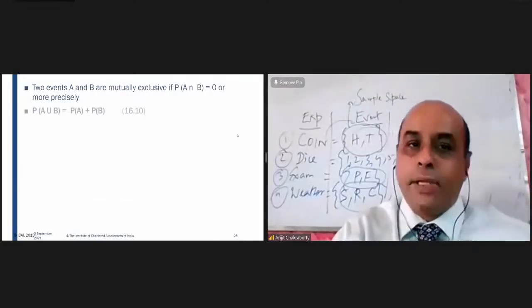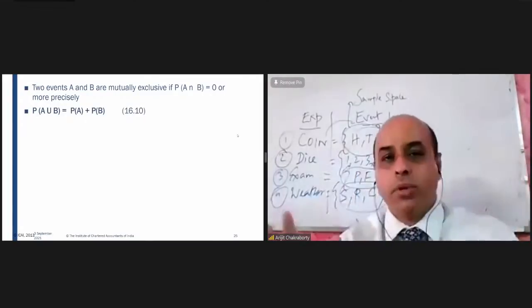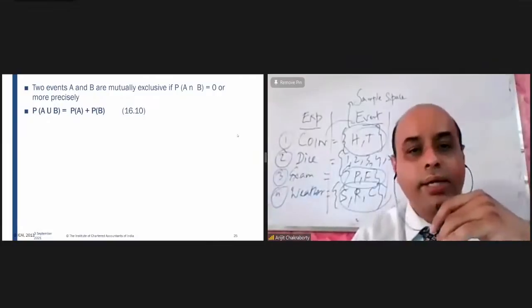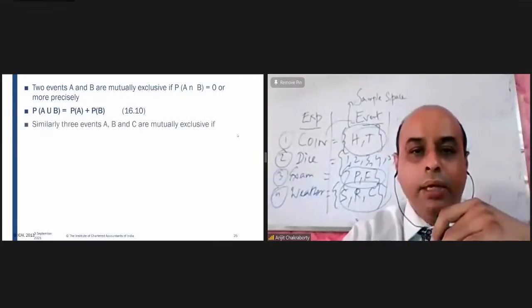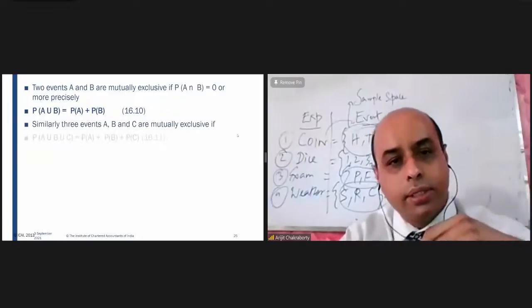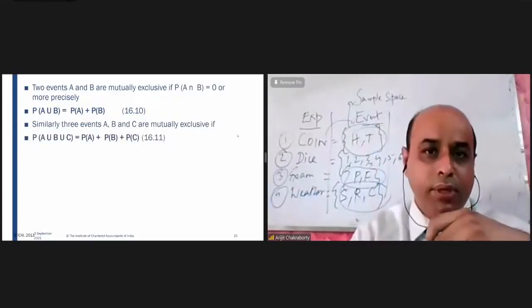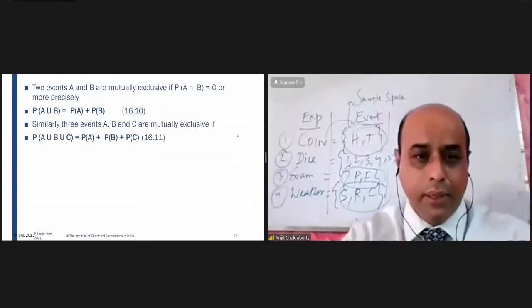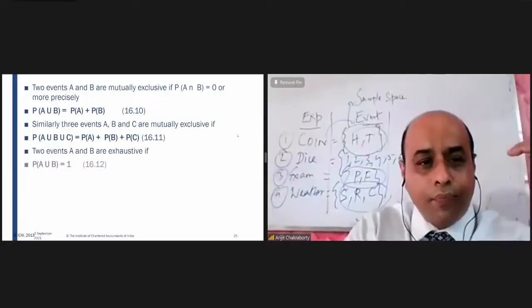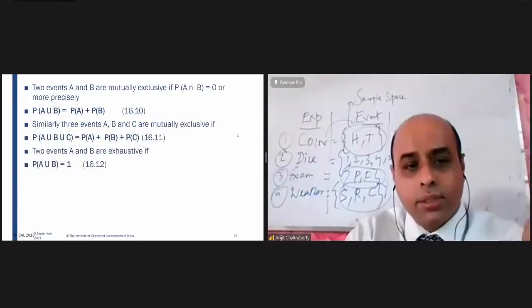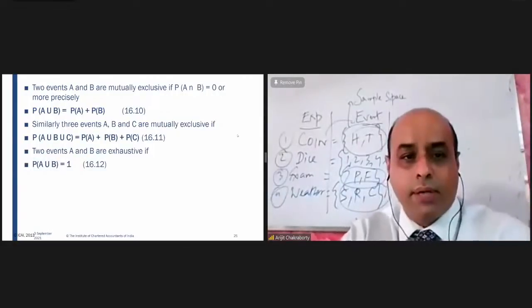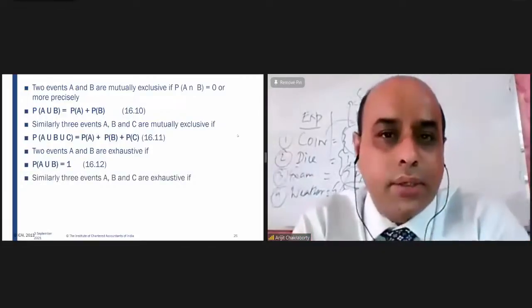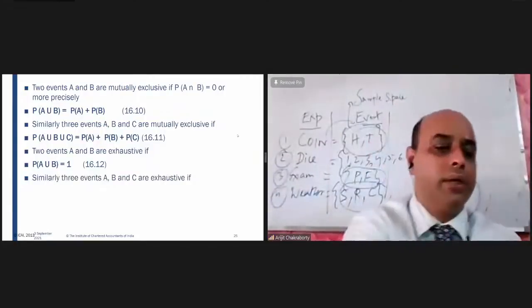This also we have seen: two events A and B are mutually exclusive, we did it just a little while back. P(A union B) in that case will become P(A) plus P(B). Similarly, if A, B, and C are mutually exclusive, then P(A union B union C) will be the sum of the individual probabilities. Now, two events A and B are exhaustive when one of them has to happen. That means together they are equal to 1.